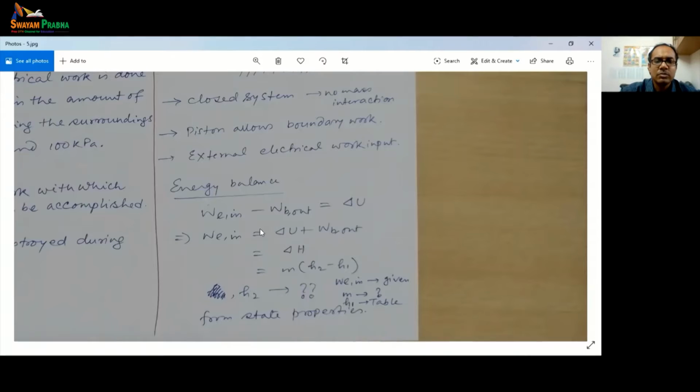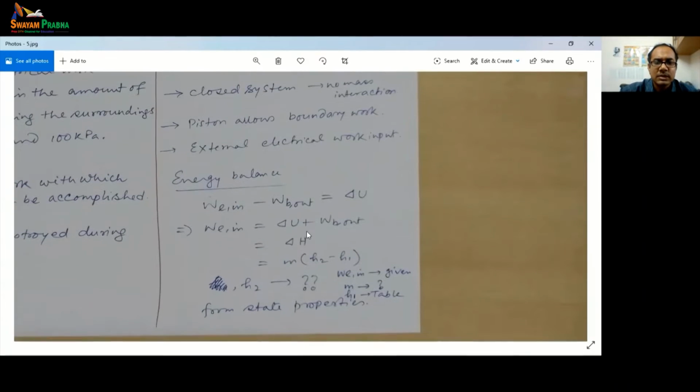Okay, so this we know: delta U plus W_b,out is by definition the delta H, or the change in enthalpy of the gas. So now this delta capital H means mass times the delta of small h, h2 minus h1. Here, what we know and what we don't know: this W_e,in is given.